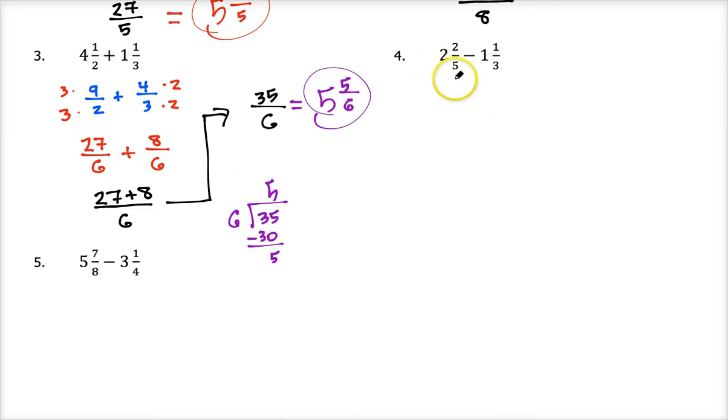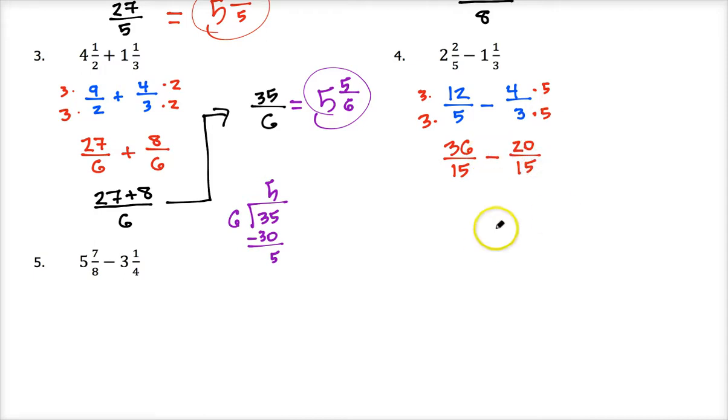Number 4, 2 2/5 minus 1 1/3. So 2 2/5 becomes 12/5. 1 1/3 becomes 4 thirds. We need a common denominator of 5 and 3. That denominator would be 15. So I can make 12/5 36 over 15. I can make 4 thirds 20 over 15.